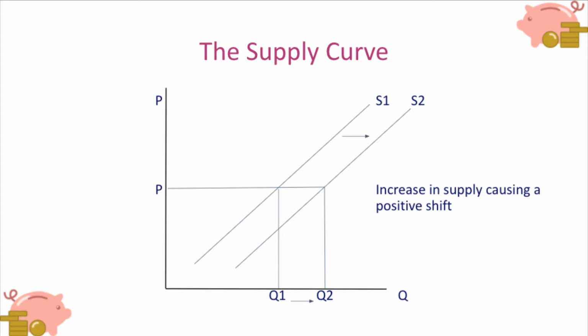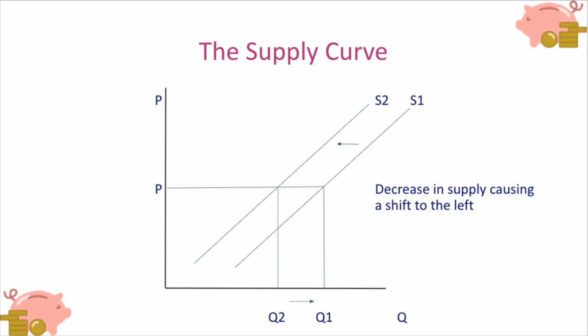In this diagram, the quantity supplied has increased, the price has stayed the same, which means that something other than price must have caused that increase. That increase is shown by us moving the supply curve out to the right from S1 to S2. That's a positive shift or a shift to the right caused by an increase in supply.